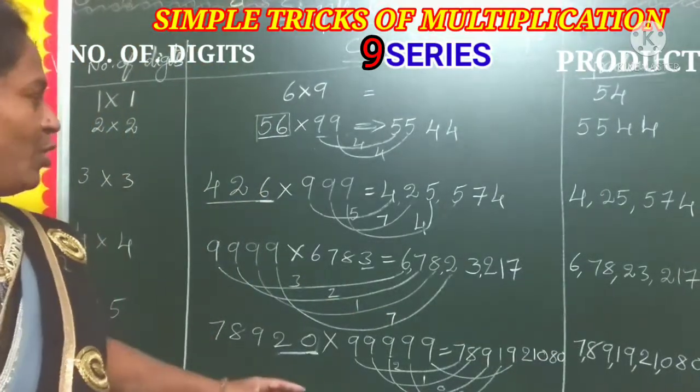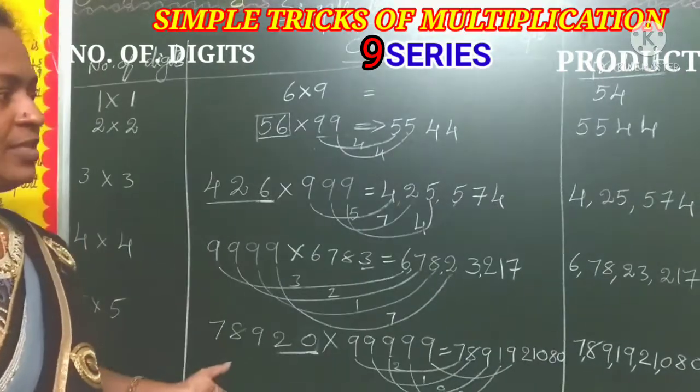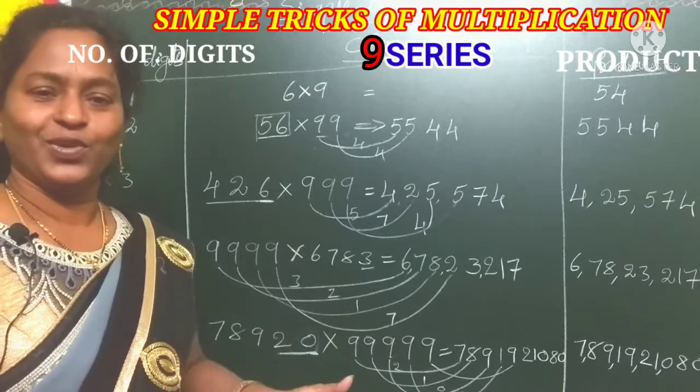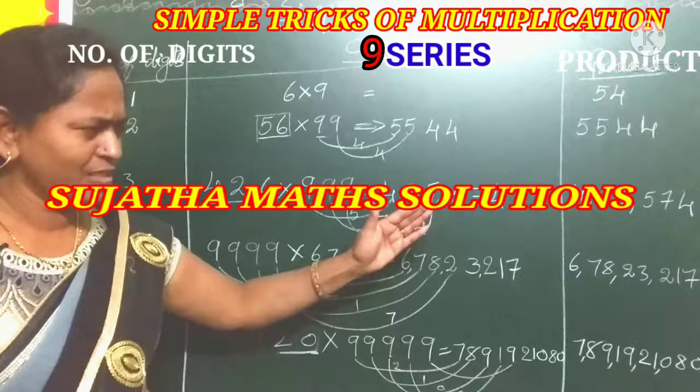Okay, then same process, difference of the digits, that is the product. This is very simple, no? 1 digit also, 2 digit, 3 digit, 4 digit, 5 digit. Whatever the number of digits, we can say the answer within 10 seconds only. Right? Okay. I hope every point is clear.